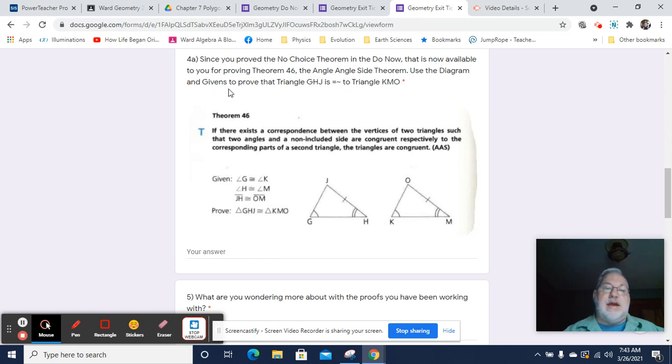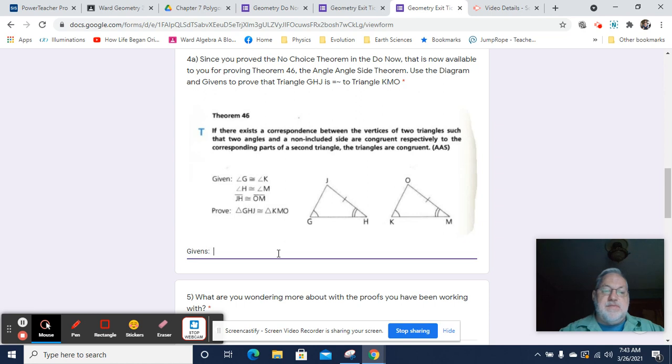So you want to use the diagram in the givens to prove that triangles GHJ and KMO are congruent. And we've been given that angle G is congruent to angle K, and angle H is congruent to angle M, and we've also been given that JH and OM are congruent. Okay, but that isn't something we're used to using to prove things. So let's just go ahead and say our given.